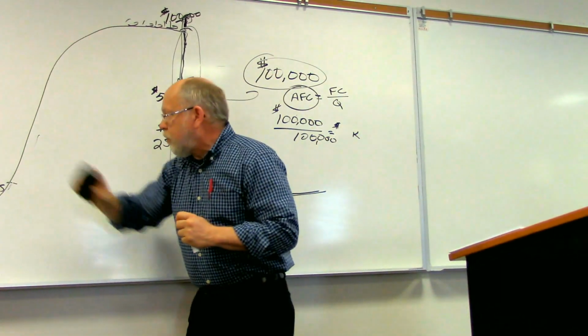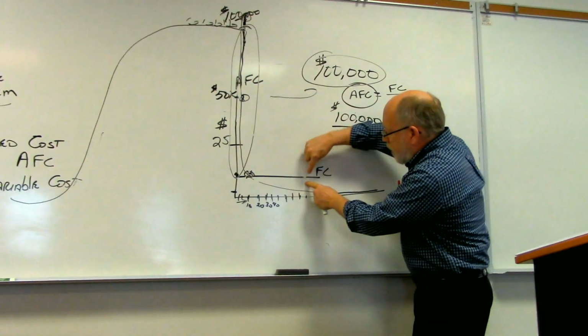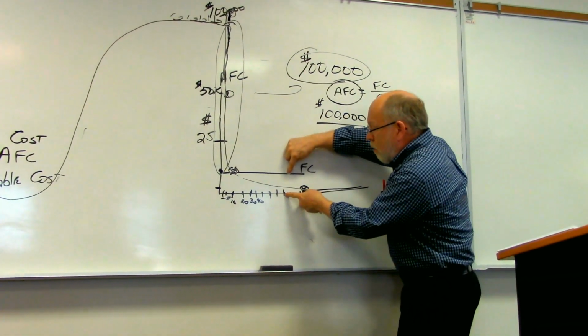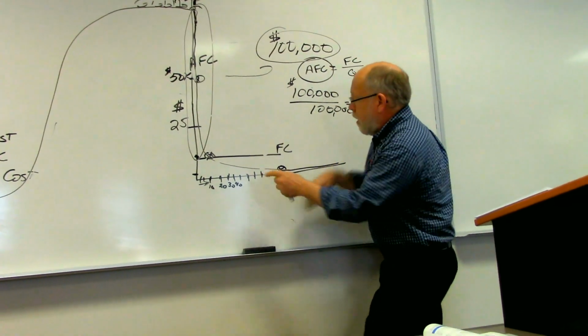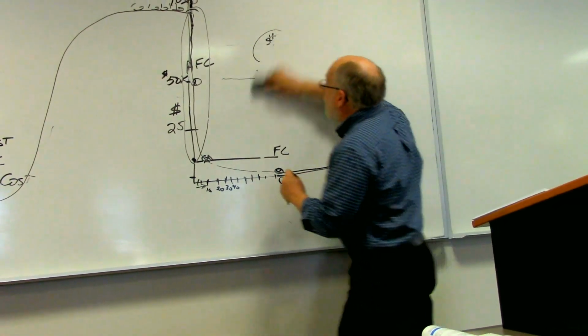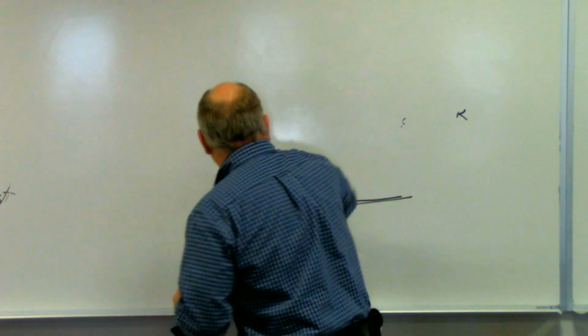Now we've got average fixed cost here. Notice what we did. We took the fixed cost curve, this number right here, we divided it by the quantity, and we got a corresponding average fixed cost point down here. Let me try to do the same thing with average variable cost, if you've got that picture.